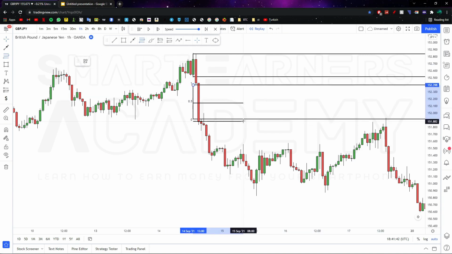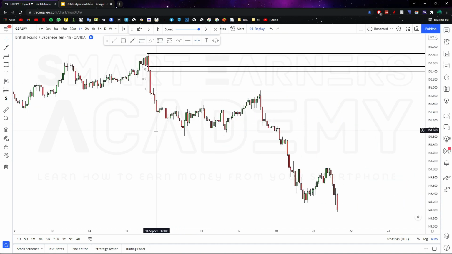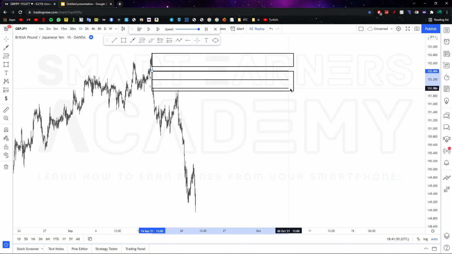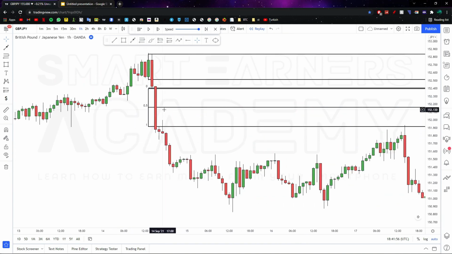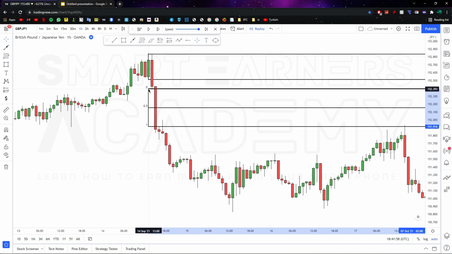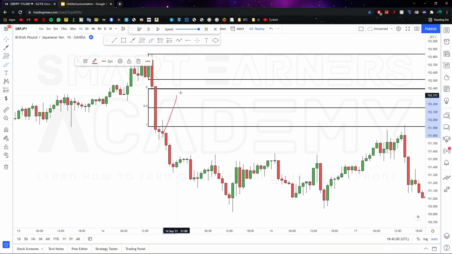So we can mark out our Fibonacci the other way around, in fact. And if I just extend this to the right, what can we see? We've filled in the 1, but we haven't filled in the 0.5. So this is still useful to put in because we know price wants to come back and fill out the rest of this imbalance. Then, of course, tap into our order block.